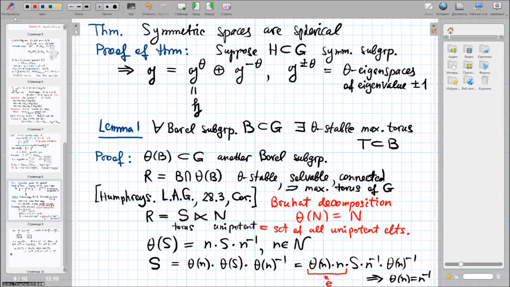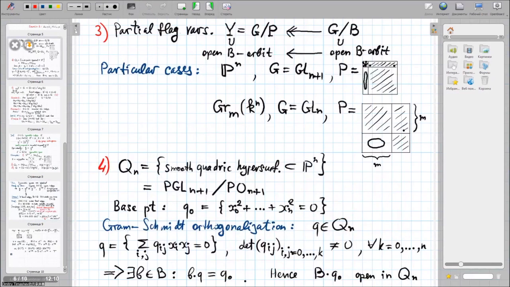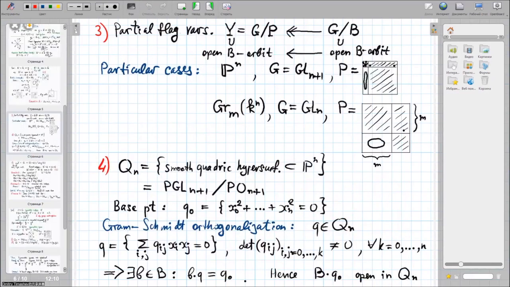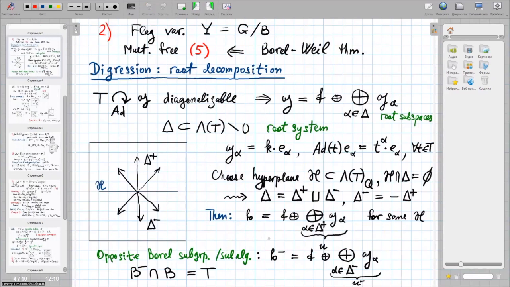Well, I have a question. Yeah, please go ahead. About the root decomposition, how can we deduce that the eigenspace is one-dimensional? Well, I cannot explain it in few words. It comes from some representation theory of SL2. So there are some Lie subalgebras isomorphic to SL2 hidden in this picture. And if you analyze the adjoint action on g, then you can prove that root subspaces are one-dimensional.